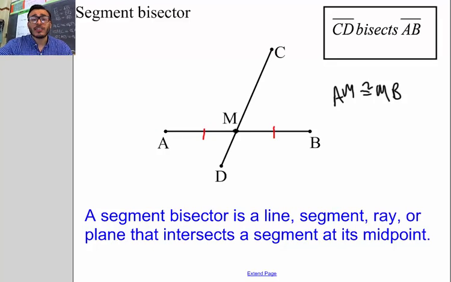The next definition is a segment bisector. So this is not like the angle bisector. This is a segment bisector. A segment bisector is a line, segment, ray, or plane that intersects a segment at its midpoint. So if we are told that CD bisects segment AB, from that we're supposed to get that AM is congruent to MB. So a segment bisector basically creates two congruent segments as opposed to the angle bisector that creates two congruent angles. So there is a difference between the two.